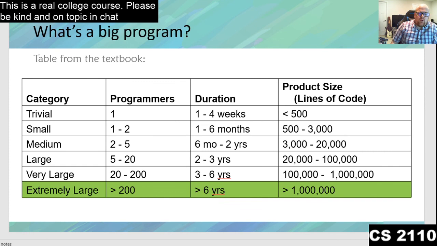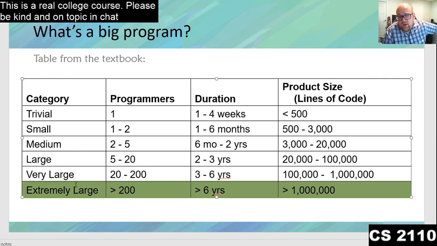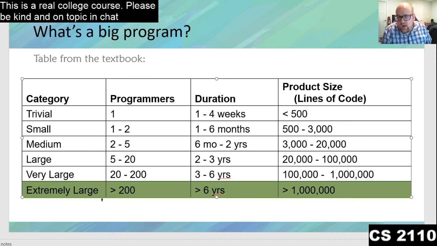What is a big program? Well, it may be something like this. Trivial could be one programmer working on something that's, say, less than 500 lines of code, working over a week. But when you get to extremely large programs, like the Android or the iOS operating system or Windows operating system, we're talking about potentially 200 plus programmers working over years on millions of lines of code. And it's important to understand that the techniques that you use to build this, or even this, simply do not apply to building large-scale programs.